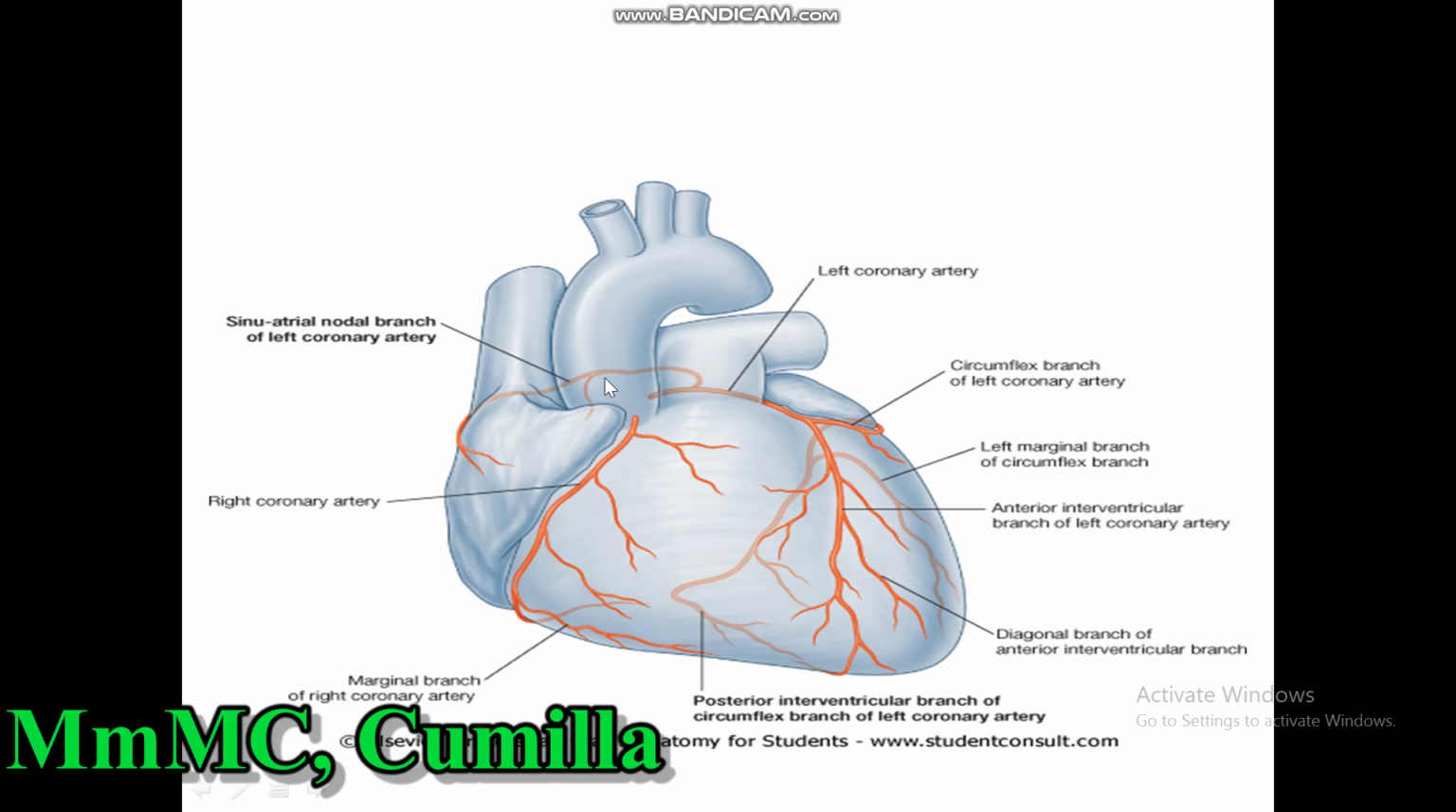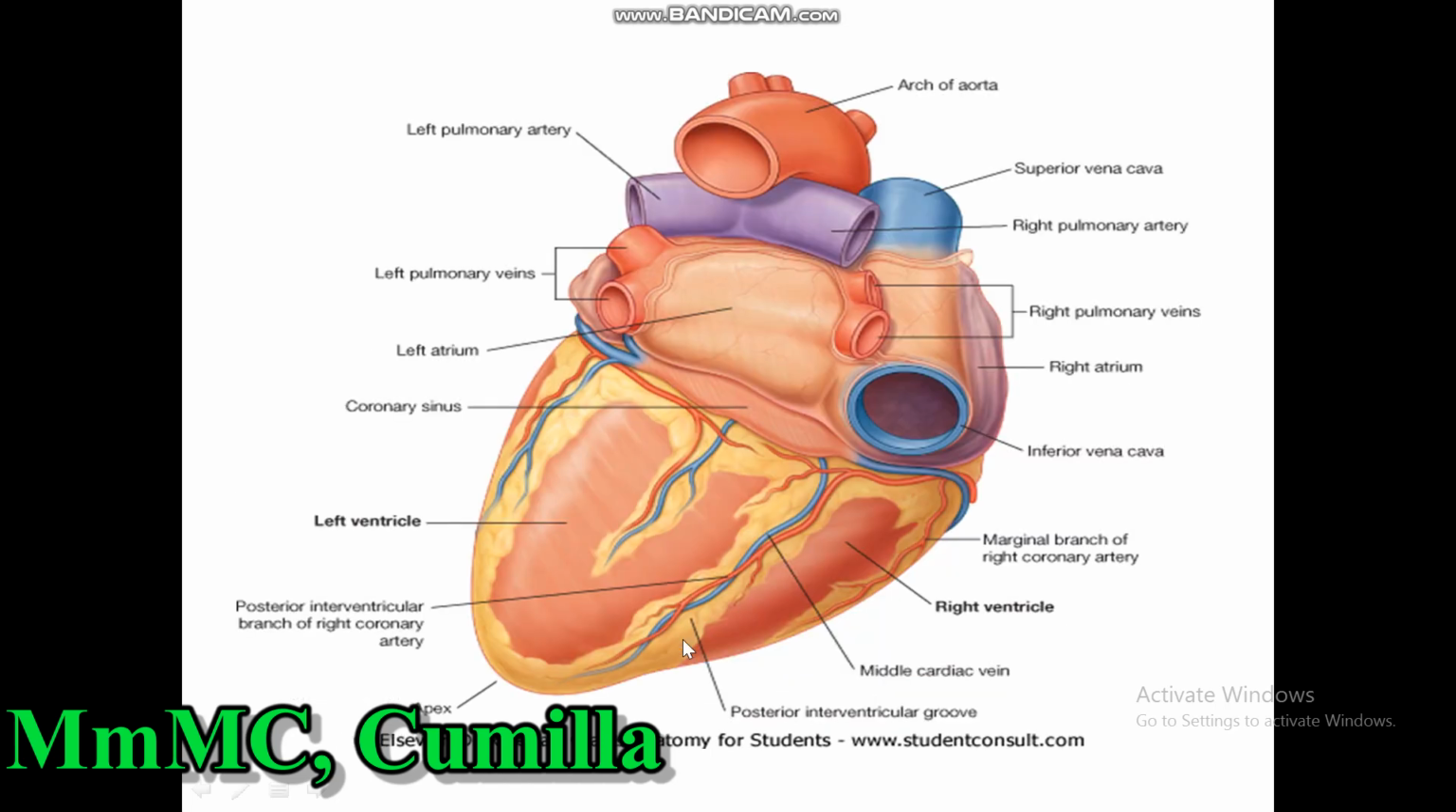And this is the right coronary artery. It arises from the anterior aortic sinus. Then it runs downwards, and on the inferior border it gives the marginal branch. On the posterior surface, in the posterior interventricular groove, it gives its largest branch, the posterior interventricular branch of the right coronary artery.